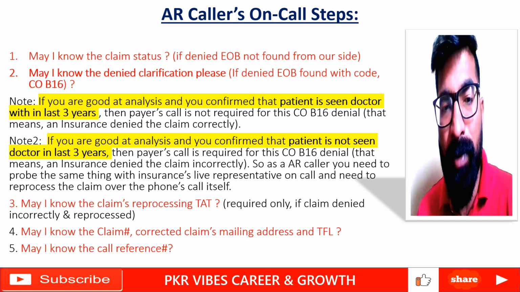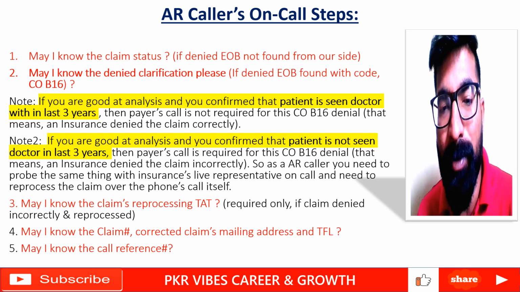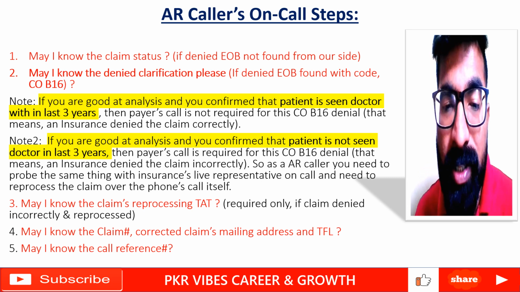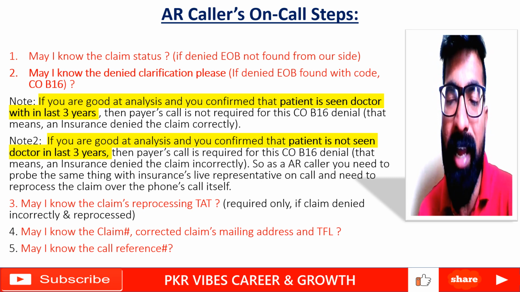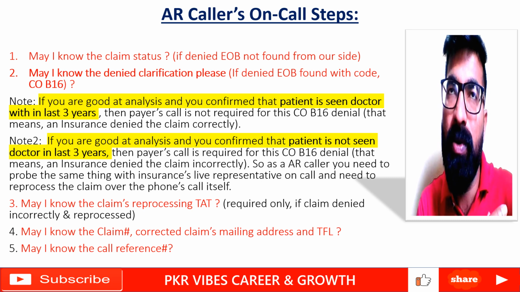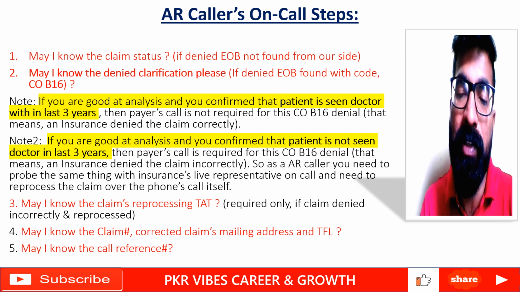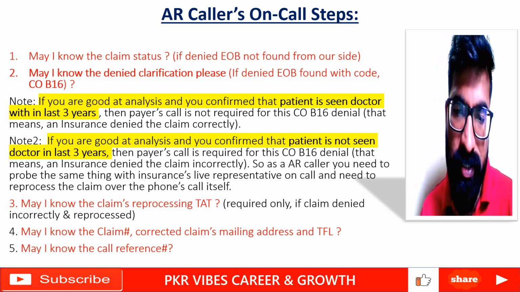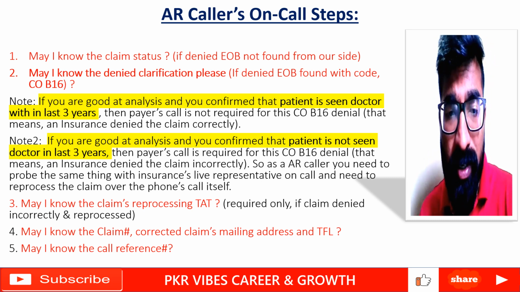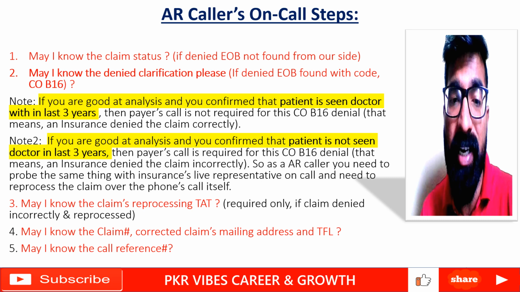Okay, for example, if the insurance representative agreed to reprocess the claim, your next question is, may I know the claim reprocessing TAT, turnaround time? How much time will it take to review the claim and give the payments? Generally it will be like 15 to 30 business days. This question is required if the claim is denied incorrectly and reprocessed.